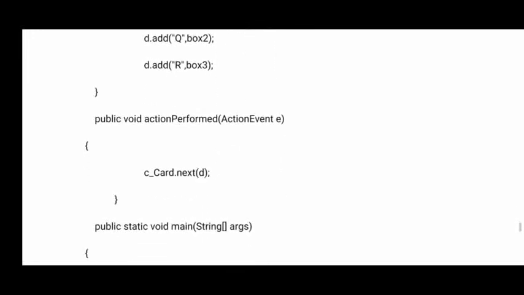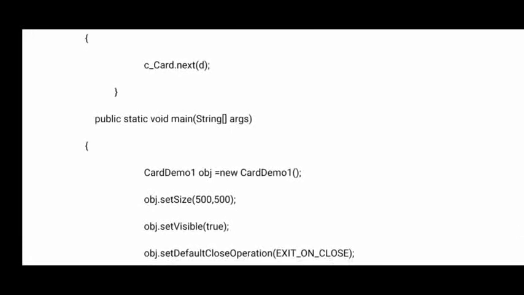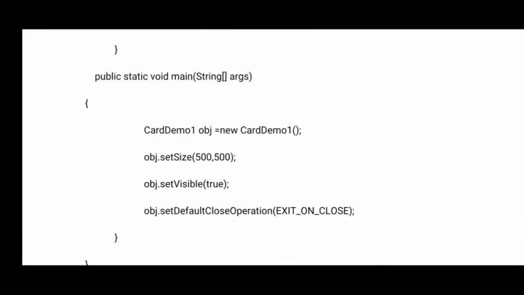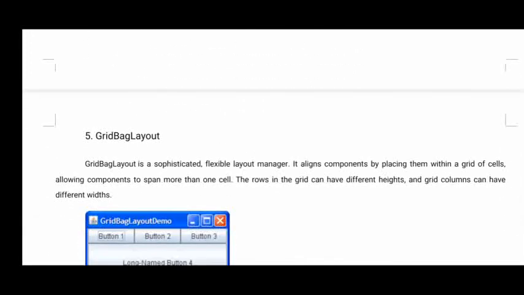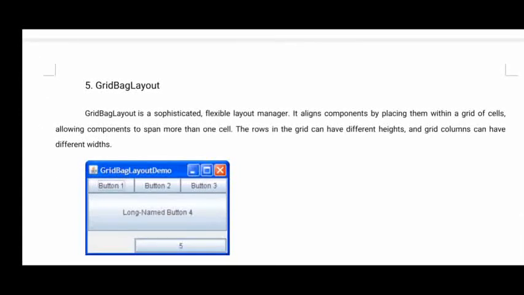See here, the object I am creating, and next I am calling the method. Understood? So this is about card. Using a card layout means if you have a large number of components, only one component will be displayed at the given time.